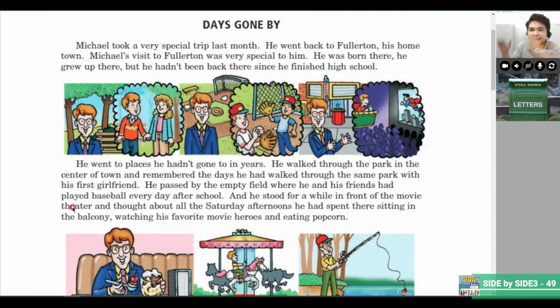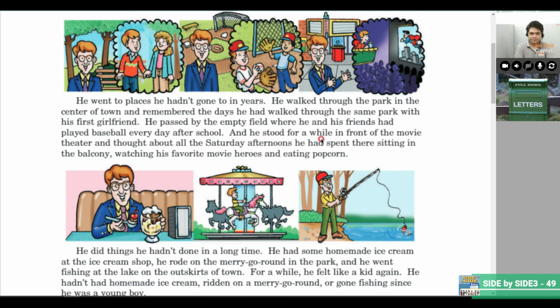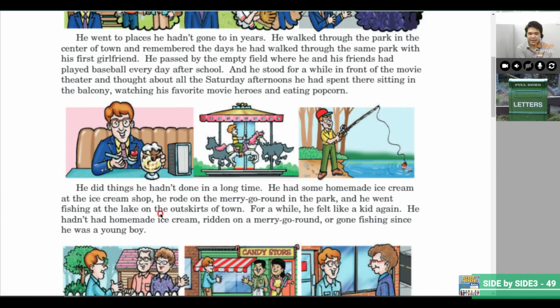Where did he stand for a while? He stood for a while in front of the movie theater, and thought about all the Saturday afternoons he had spent there sitting in the balcony, watching his favorite movie heroes and eating popcorn. Yes, correct.